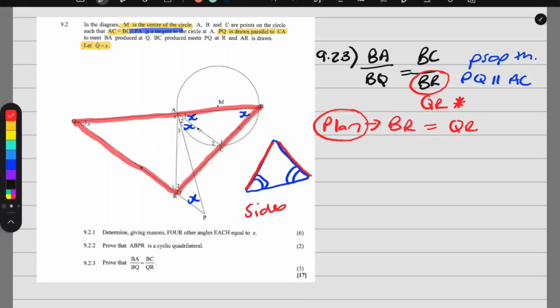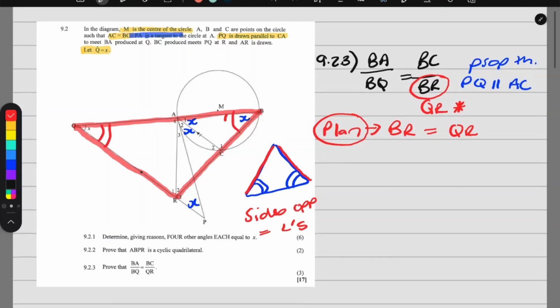Sides opposite equal angles. Okay, do you see that red triangle over there? Angle Q is X. Angle B is X. So there are the base angles. That means QR is equal to BR. So there, my plan worked.